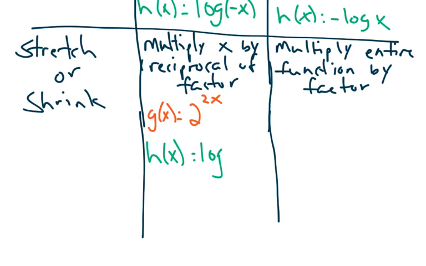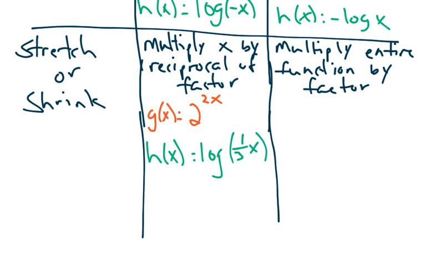For a logarithmic function, we can have something like h of x is equal to the log of 1/3 x. This would be a horizontal stretch because this number right here is a 3. Remember, that's the reciprocal of the factor. The reciprocal of 1/3 is 3. If the factor is bigger than 1, then it's a stretch. So the red one that you see there is a horizontal shrink. The green one would be a horizontal stretch.